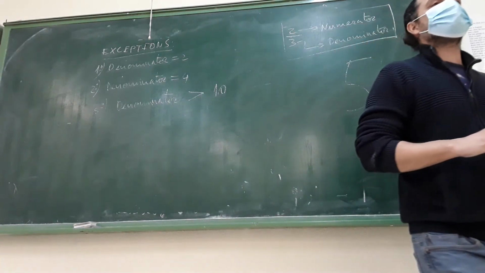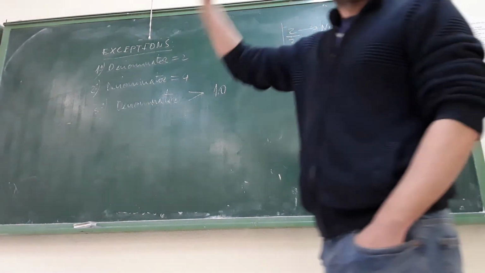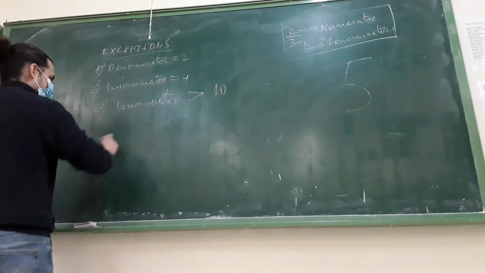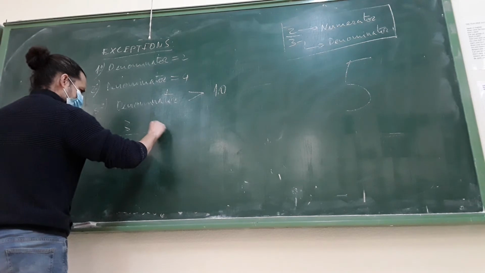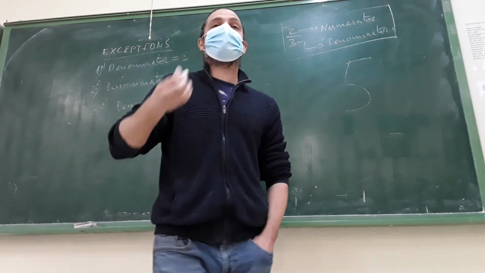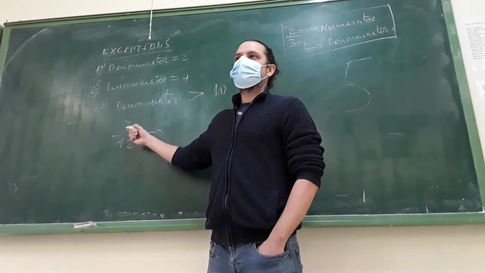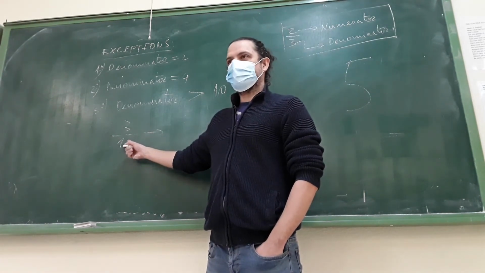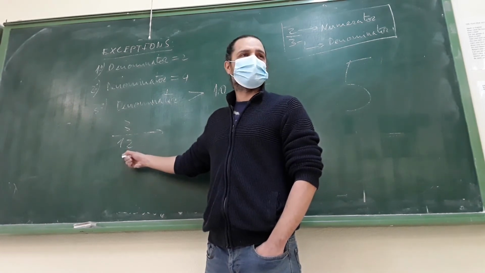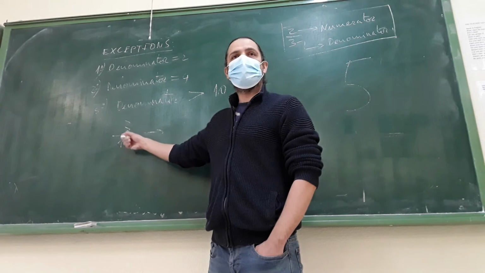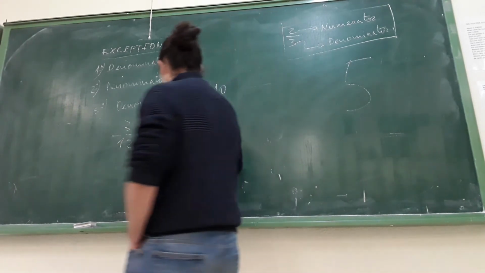When the denominator is a large number, greater than 10, 11, 12, it's going to be much easier. Imagine we have this fraction. If we follow the general rules, this would be 3/12, quite difficult to pronounce. We are not going to say that. We are going to say 3/12, and it's going to be much easier.